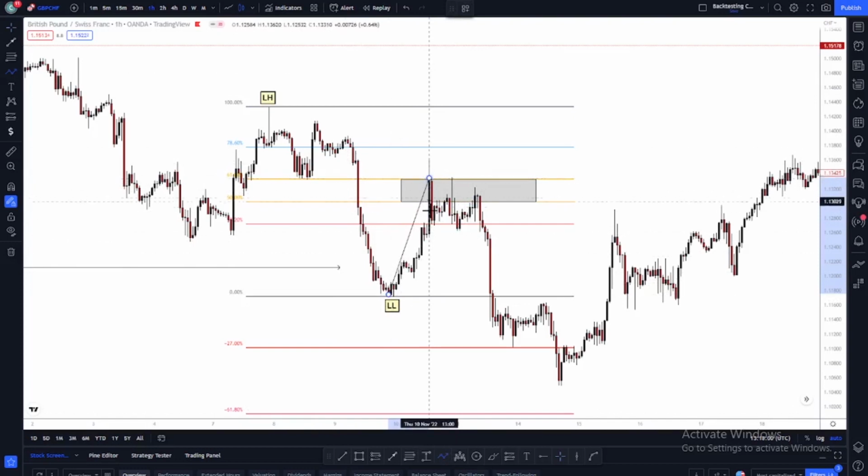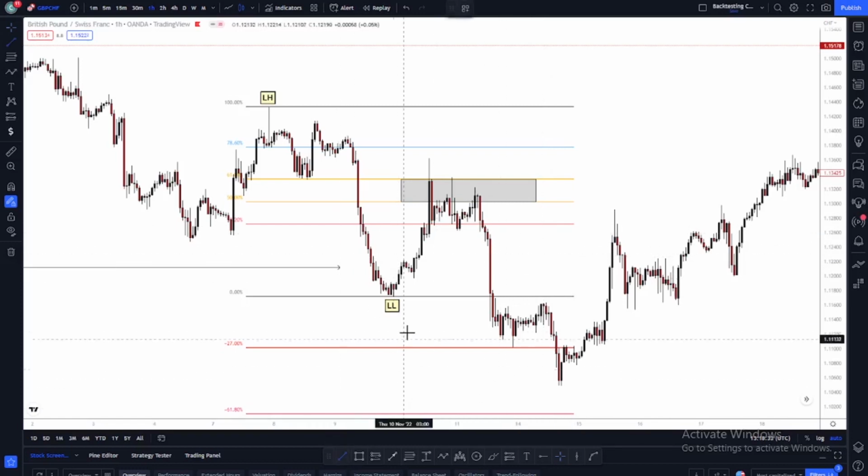So we have 1, 2, 3 before price did what? Dropped. So that was what I was looking for. After that chart pattern formed, what was I looking at? Did I just jump into the trade? No, I didn't. So what did I do next?